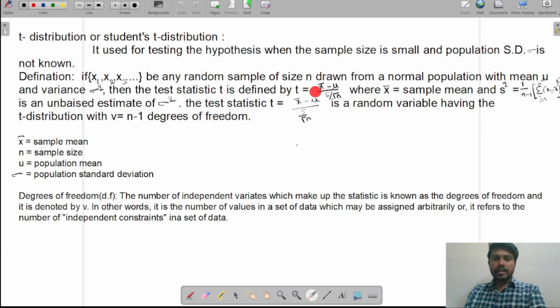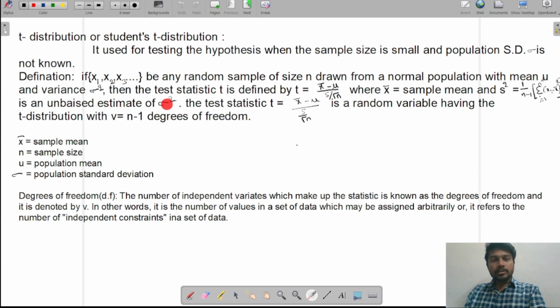t equal to x bar minus mu by s by root over n, where x bar is the sample mean and s is the standard deviation, whose formula is s square equal to 1 by n minus 1 of summation i equal to 1 to n of xi minus x bar whole square, which is an unbiased estimate of sigma square. So what is meant by s here? S is the standard deviation, which comes from the variance s square, and this s square is an unbiased estimate of sigma square.